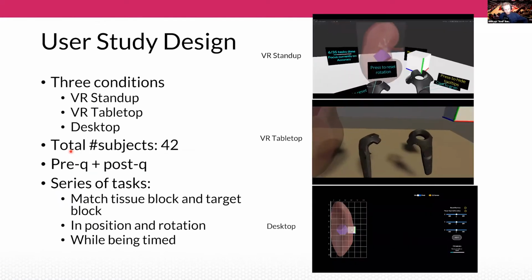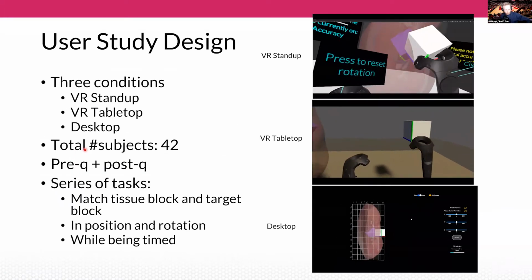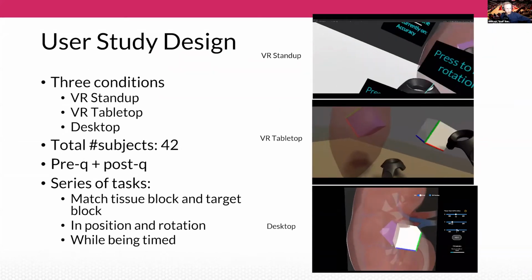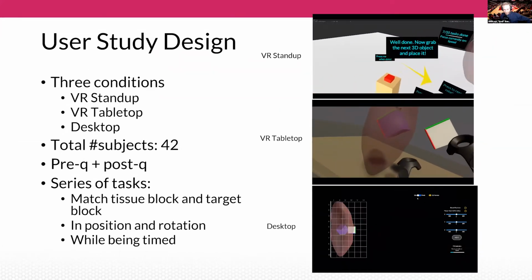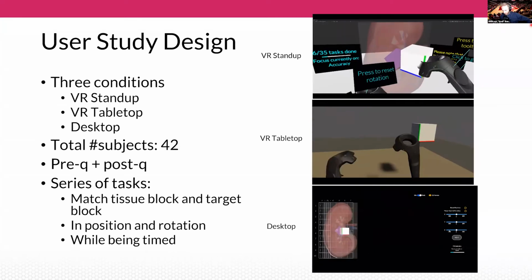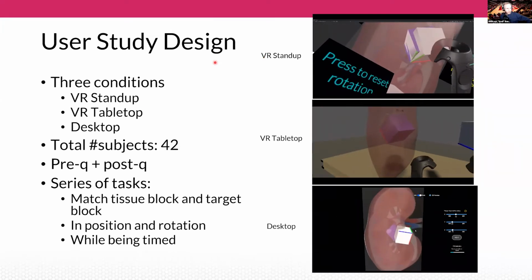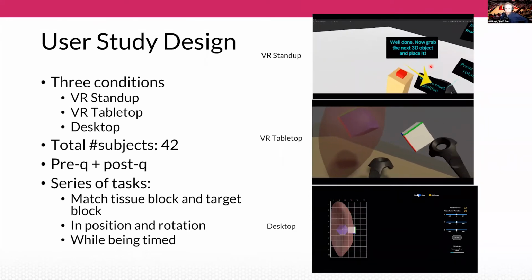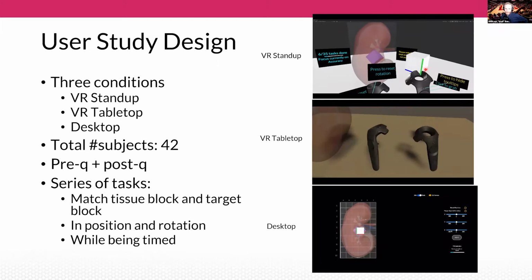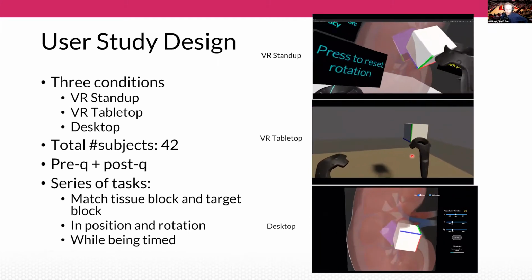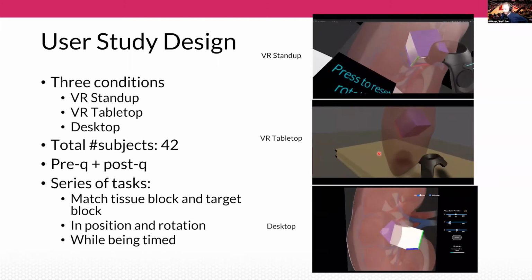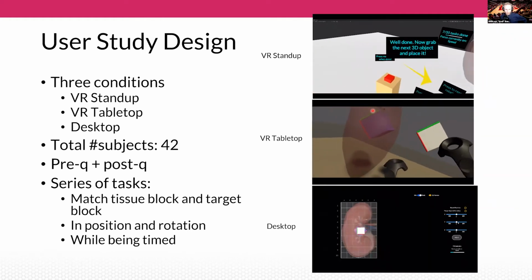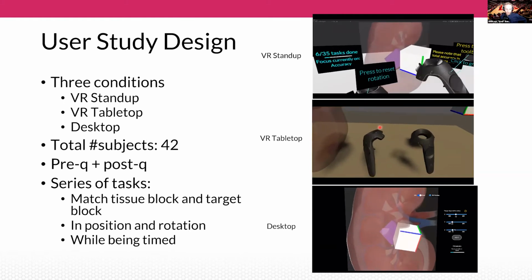All right. Now it is time to talk about the user study design in more depth. Again, I mentioned earlier that we have 3 conditions: stand-up, tabletop, and desktop. You can also see these 3 here on the side. In VR stand-up, the user is in VR. They stand as they match these 2 cubes. In tabletop, they sit at a table, in fact a physical table that is replicated here in VR, and the kidney just kind of floats here on the left side, and they do the match up here.